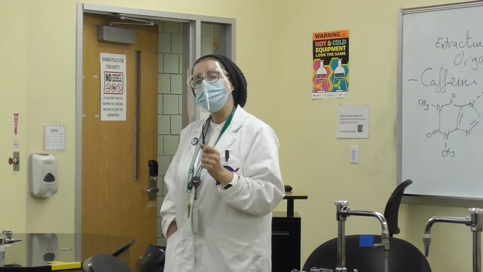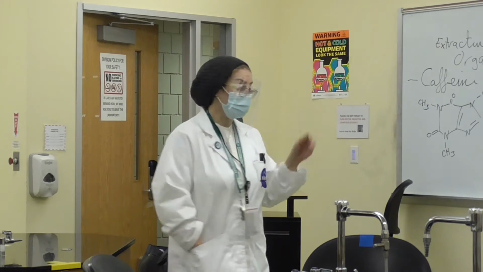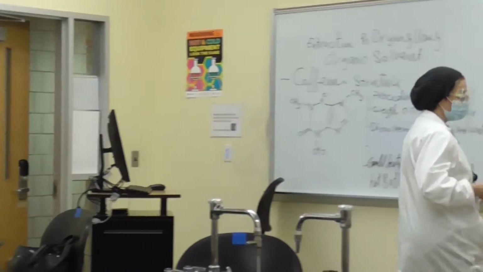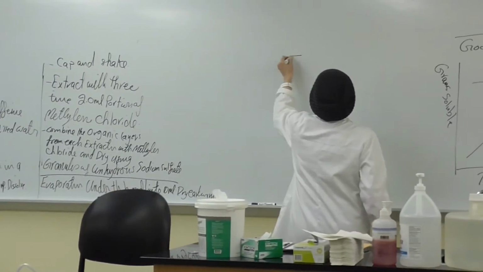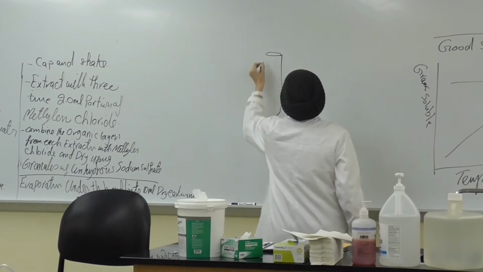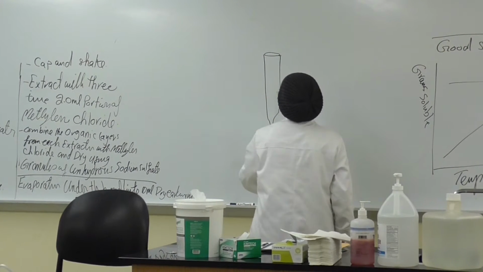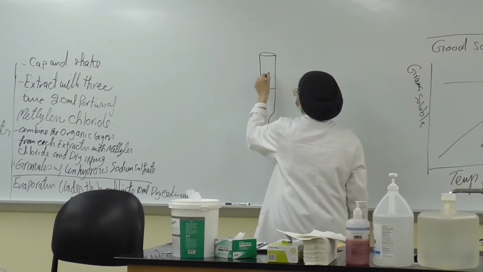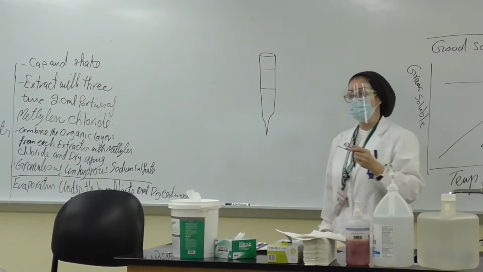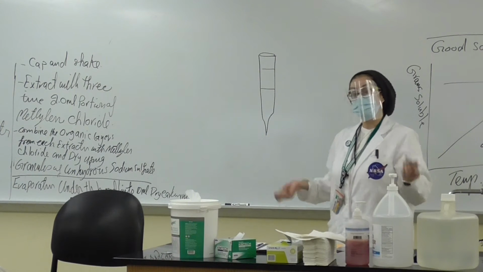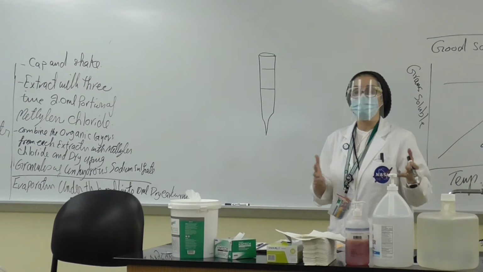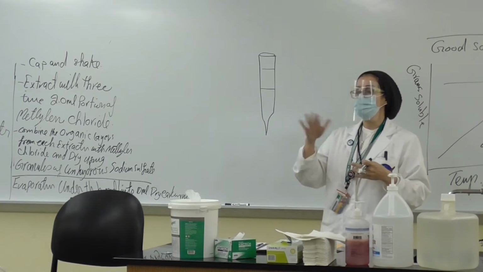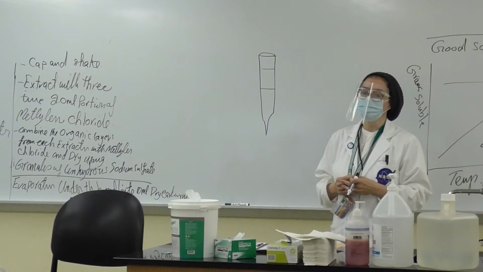Now, what do you think? We're going to have 2 layers if we are using the centrifuge tube. One is the organic layer, which is the methylene chloride layer, and the other one is the aqueous layer, which is the water layer. Which one is more dense, methylene chloride or water?